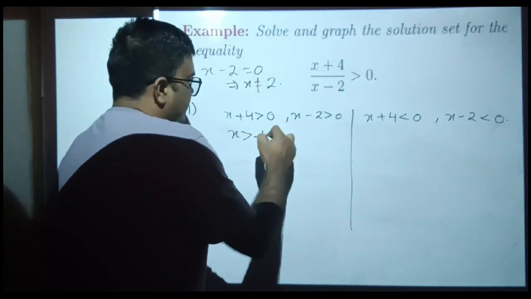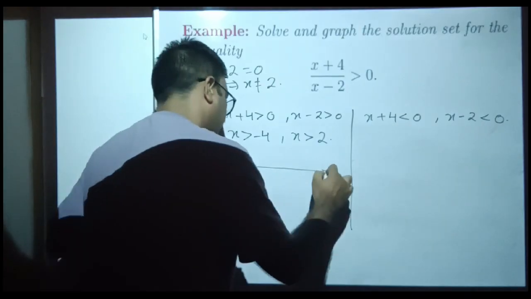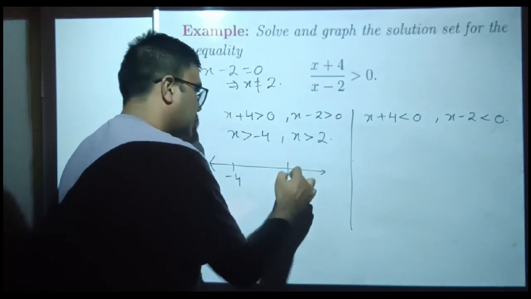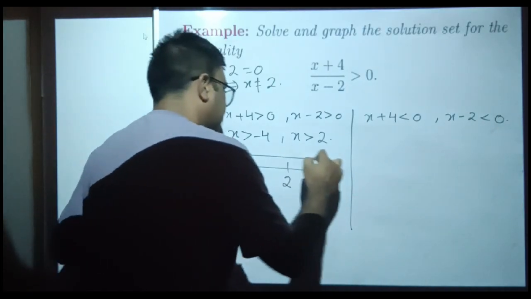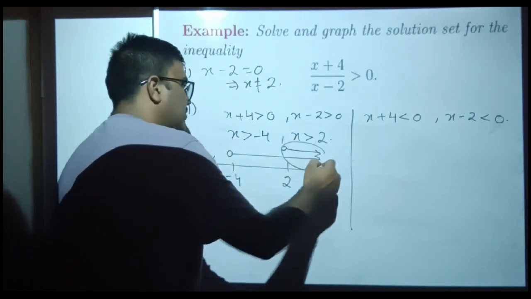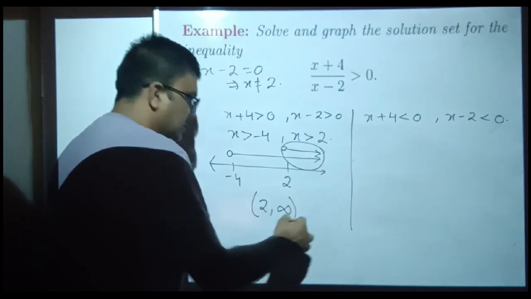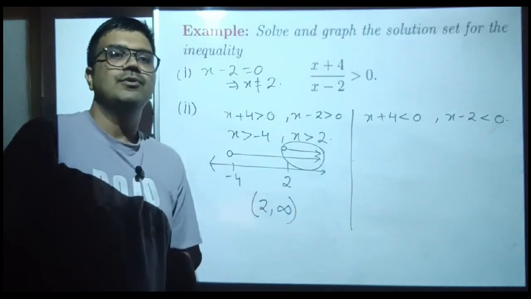X is greater than minus 4, and x is greater than 2. Plotting minus 4 and 2: x is greater than minus 4, x is greater than 2. The common value we have is x is greater than 2. The answer we obtain is the interval 2 to infinity.